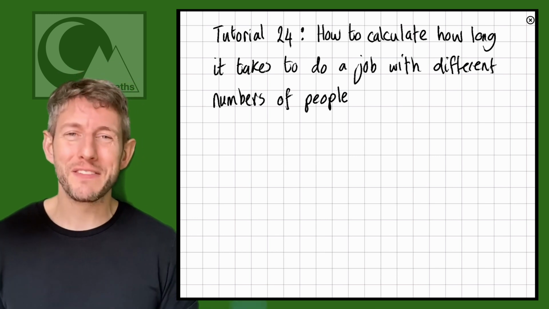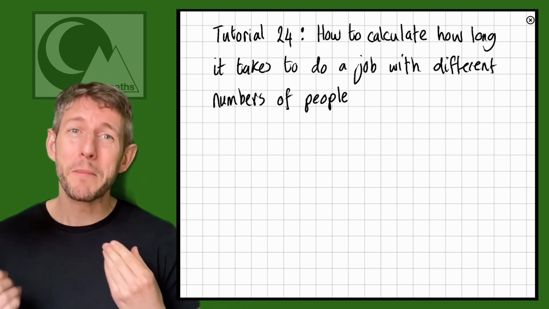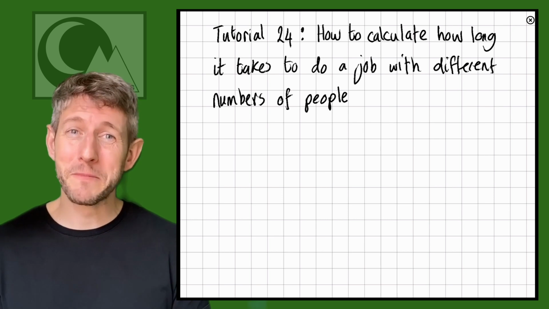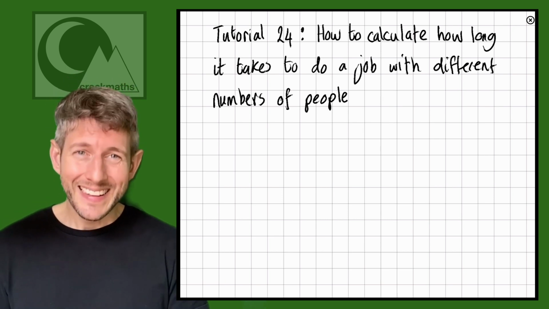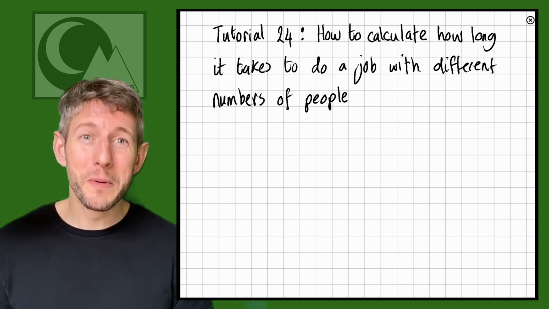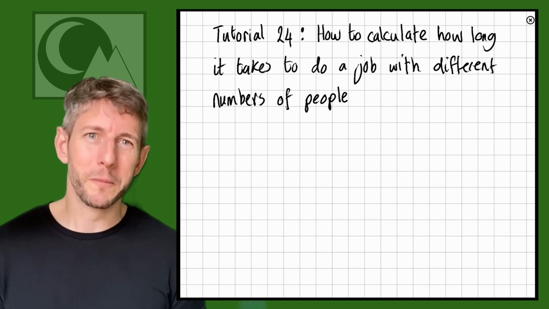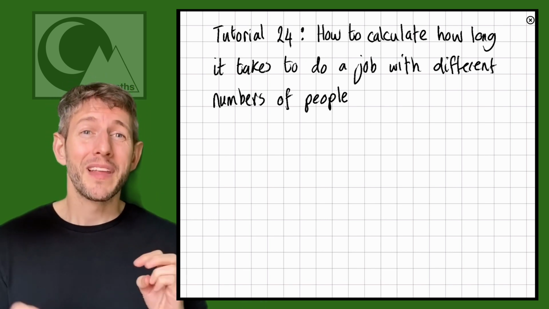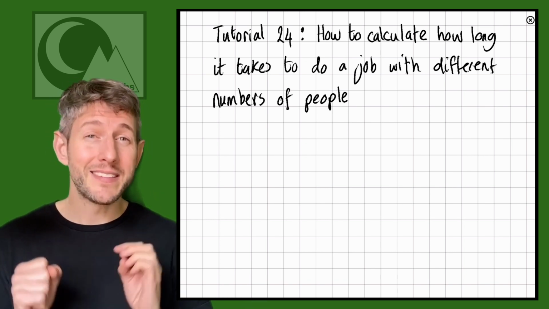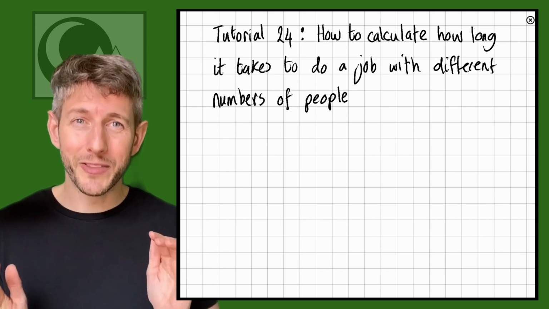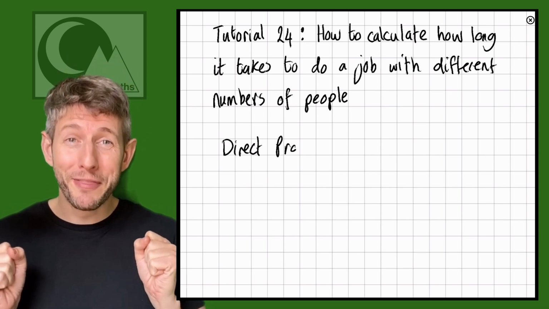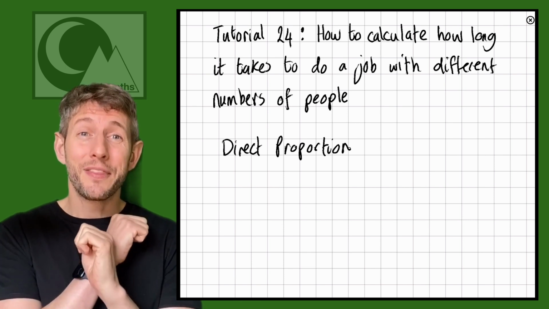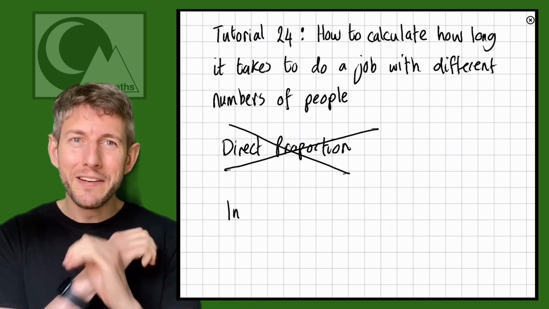So I couldn't think of a snazzy way of summarizing this, but basically there's always a question that comes up and it always tells us that 10 people take this long to do a job, how long would it take 5 people? And questions like that. Now, the big thing to remember is I know that I go on a lot about direct proportion, but for this type of question, this is called inverse proportion.